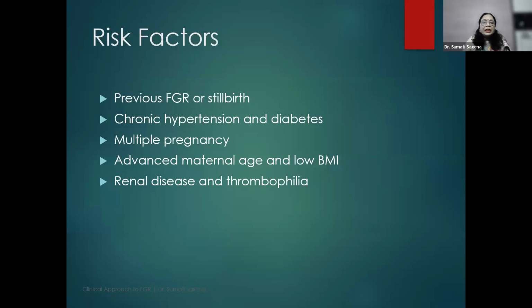Now about the risk factors by which you can know that this pregnancy is going to develop fetal growth restriction: a history of previous FGR or stillbirth is a strong indicator for development of FGR in this pregnancy, and also a history of chronic hypertension, diabetes, multiple pregnancy, advanced maternal age, low BMI, renal disease, and thrombophilia. These are the known risk factors which can cause FGR in the present pregnancy.